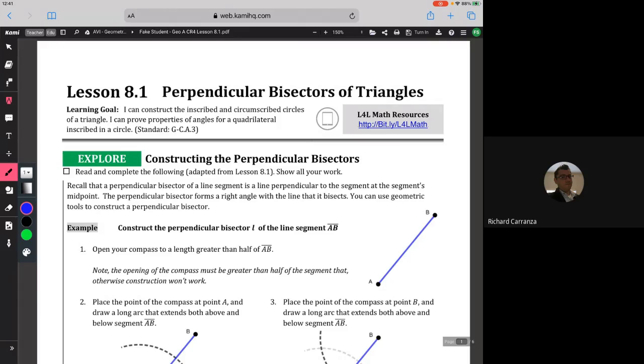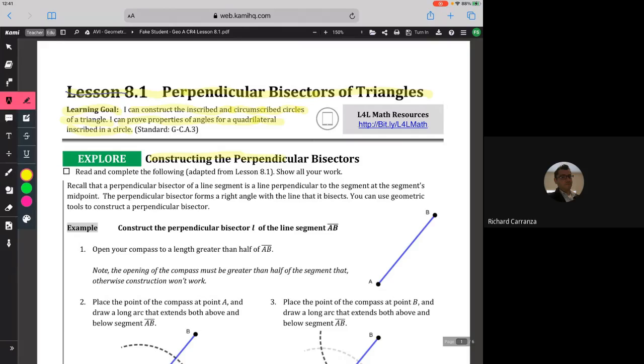All right. So today's class, we're going to cover lesson 8.1, perpendicular bisectors of triangles. Today's learning goal is going to be: I can construct the inscribed and circumscribed circles of a triangle. I can prove the properties of angles for the quadrilateral inscribed in a circle.